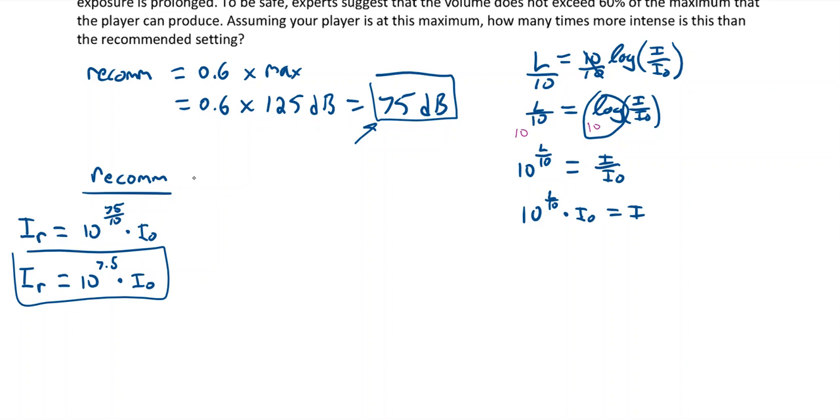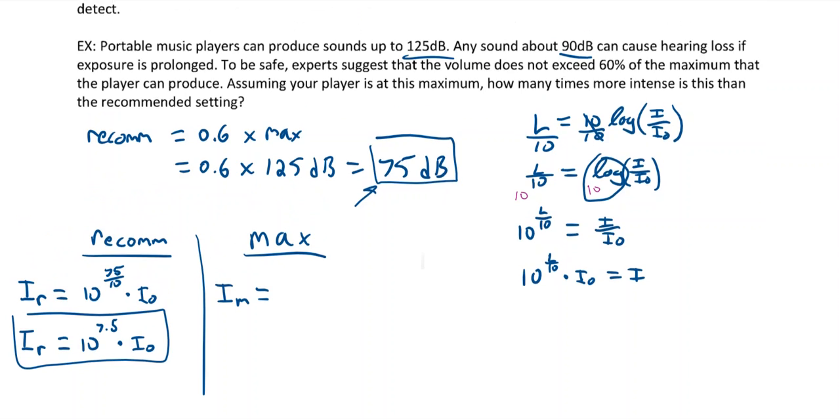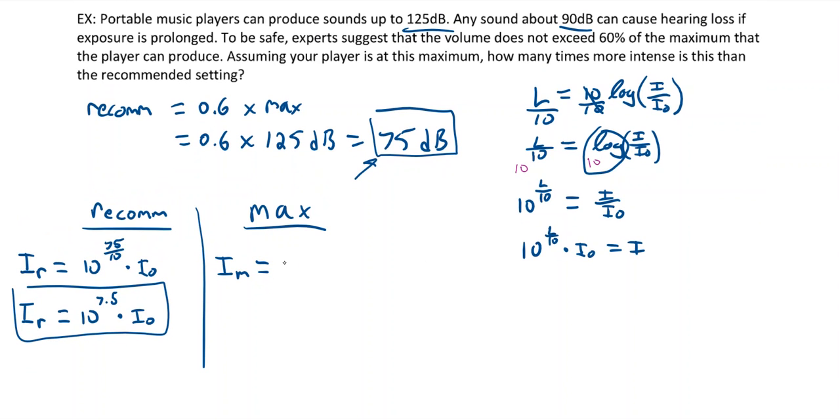Now the max. So same thing. So we'll say I max is equal to, and then the 10 to the 12.9 then? Yeah. Are you okay if I just go 12.5? Because that'd really be 125 over 10, but 12.5 times IO.